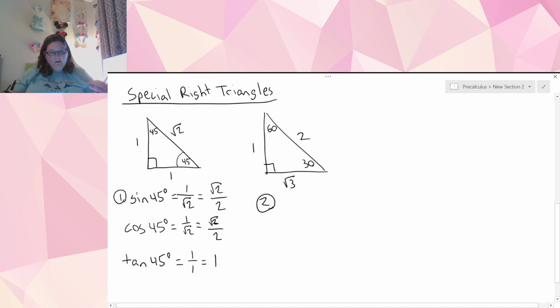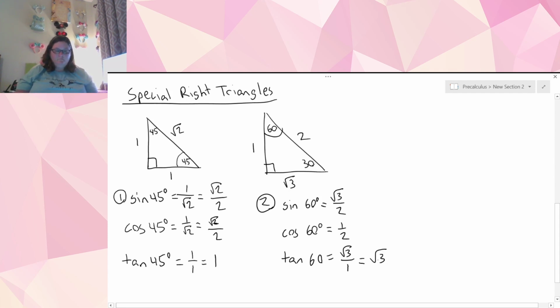And on the next one, if I want to find, let's say, sine of 60, there's 60. We're going to do opposite over hypotenuse, so square root of 3 over 2. Cosine of 60 is adjacent over hypotenuse, which is 1/2. And tangent of 60 is opposite over adjacent, so square root of 3 over 1, which is just the square root of 3. So that is how we use our special right triangles to find the value of different trig functions.